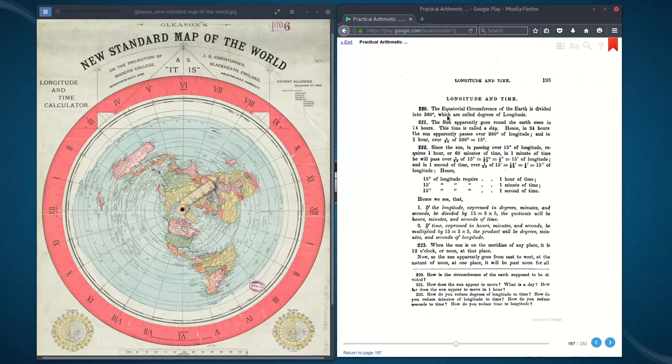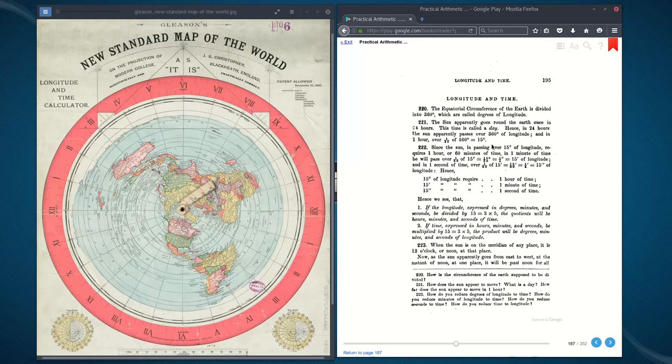So let's read this. The equatorial circumference of the Earth is divided into 360 degrees, which are called degrees of longitude. The sun apparently goes around the Earth once in 24 hours. This time is called a day. Hence, the 24 hours, the sun apparently passes over 360 degrees of longitude. And in 1 hour, over 1/24 of 360 degrees is 15 degrees.